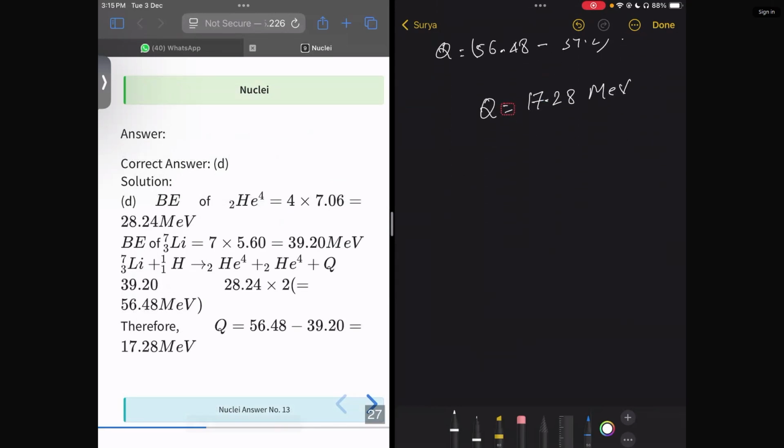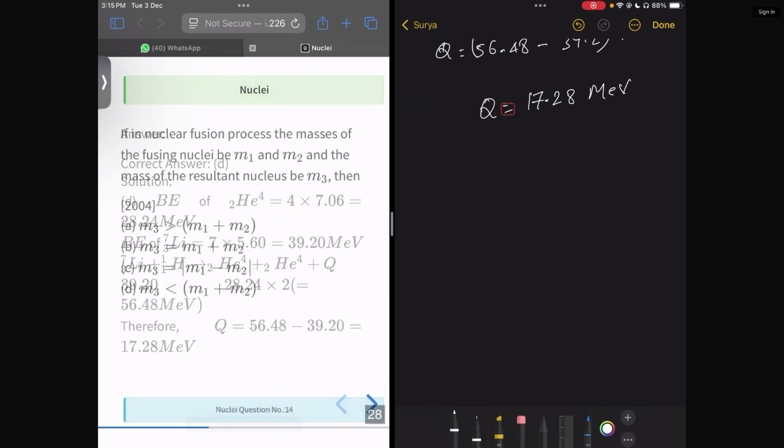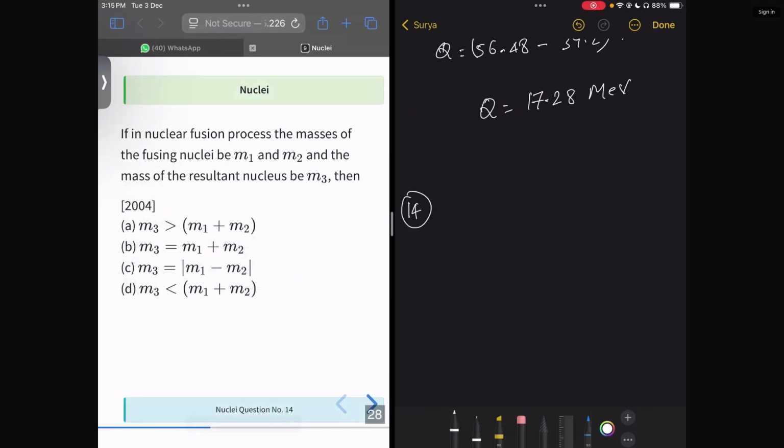So next question. 14th question. We are asking, if in a nuclear fusion the masses of the fusing nuclei are M1 and M2, and the mass of the resultant nucleus is M3, then what will happen?